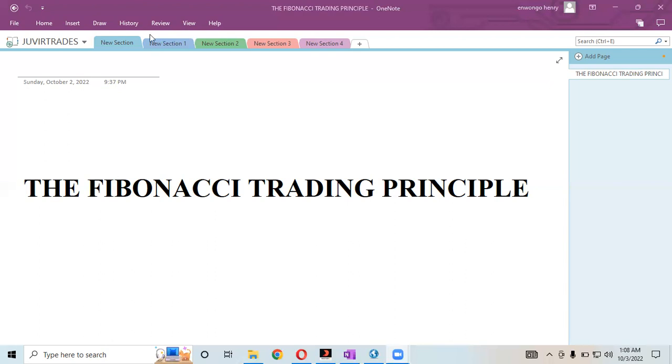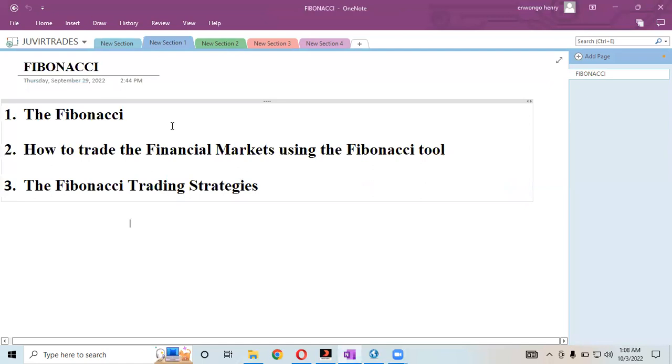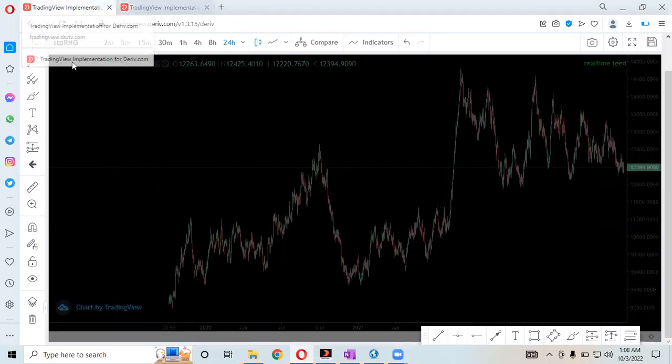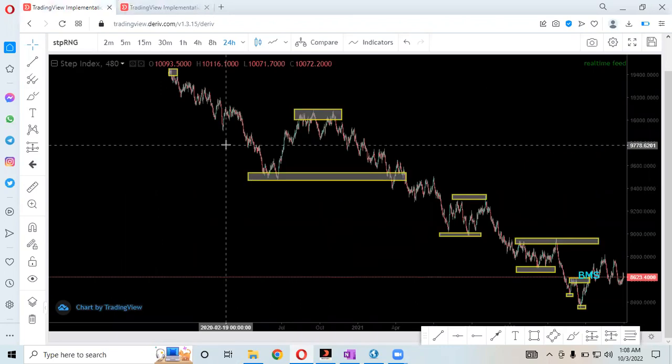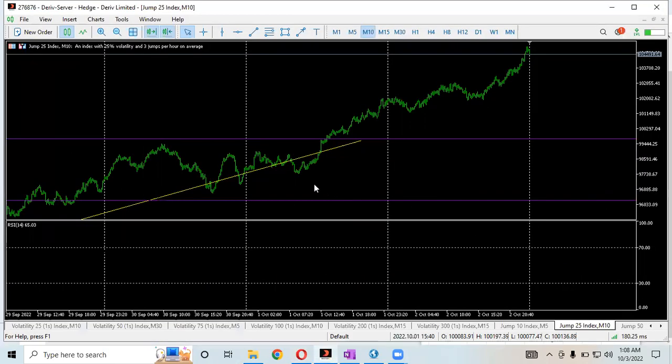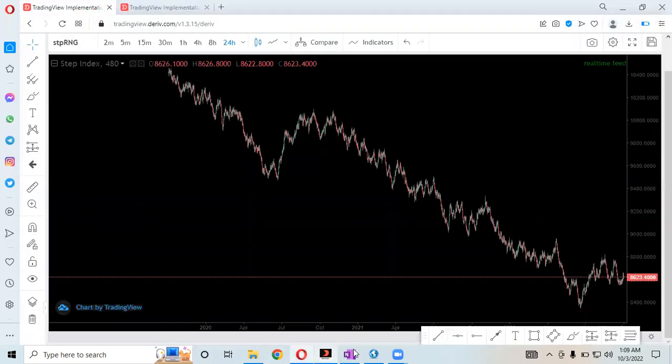Okay, under the Fibonacci trading principle, I'll be addressing subtopics such as the Fibonacci, how to trade the financial market using the Fibonacci tool, and the Fibonacci trading strategies. So for us to do that, I will be using our TradingView implementation, focusing on Boom 1000 market and Step Index market. All right. I've already done this analysis, so I think I should clear this up. And then also fall to our MT5 to do one or two references. Okay, so let's go straight to our main ordeal of the day.